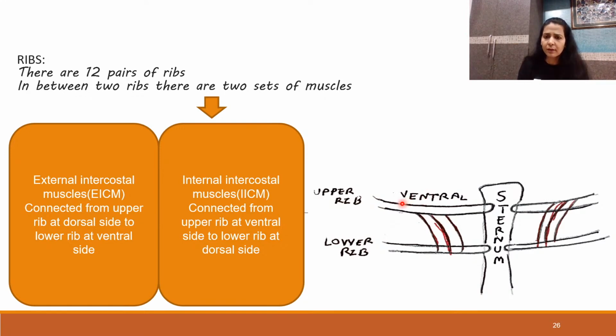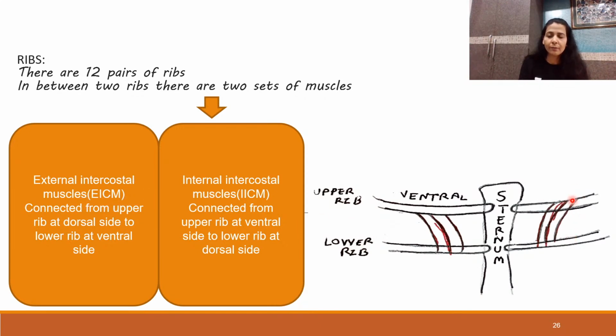Now, in the upper rib, there are external intercostal muscles which are connected from the upper rib to the lower rib. They are connected from the dorsal side of the upper rib, come in front and get attached to the lower rib. The muscles are coming from the dorsal side of the upper rib and attached to the ventral side of the lower rib. Such muscles are known as external intercostal muscles, abbreviated as EICM.